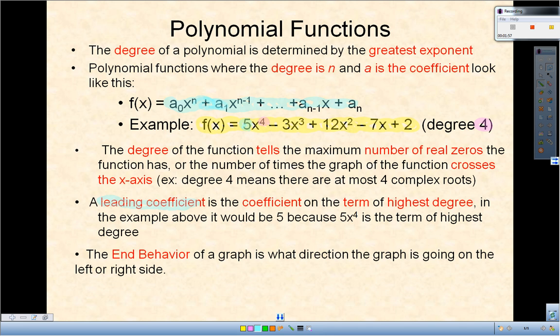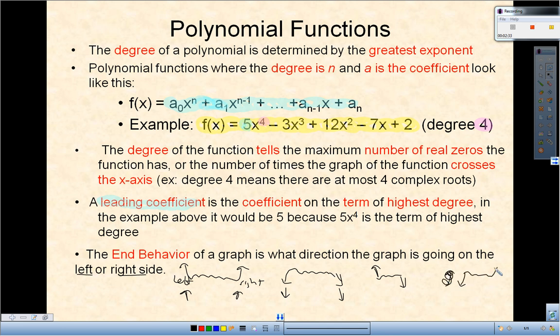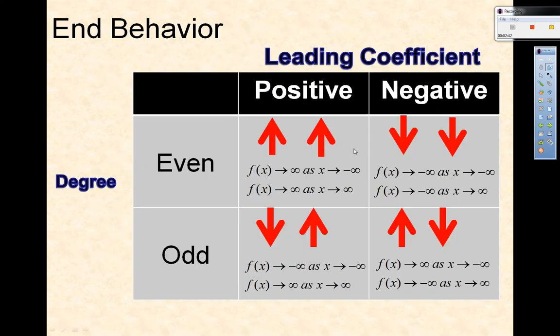Now, the end behavior of a graph is what direction the graph is going on the left side or the right side. So, not really concerned about what's going on in the middle, just what's going on the left side and the right side. And so that gives us 4 possible scenarios. Either it's going up on the left and up on the right, or down on the left and down on the right, or up on the left and down on the right, or down on the left and up on the right. The end behavior is what it's doing on either side, not what's going on in the middle.